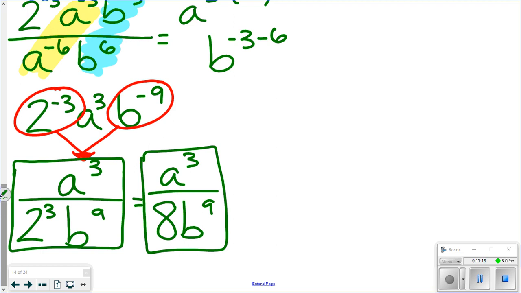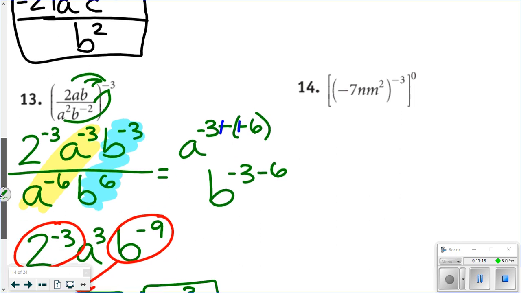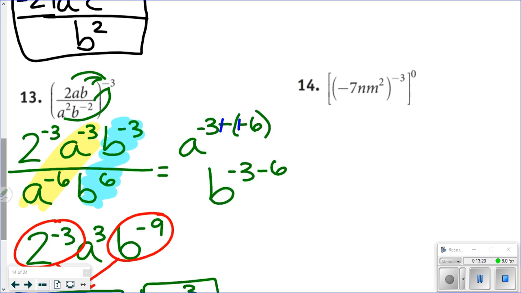And the easiest question of the day is number 14. This whole entire thing is being raised to the 0 power. Anything to the 0 power is 1. So we didn't have to worry about distributing the -3 through, because this 0 trumps that -3. So the answer to 14 is just 1.